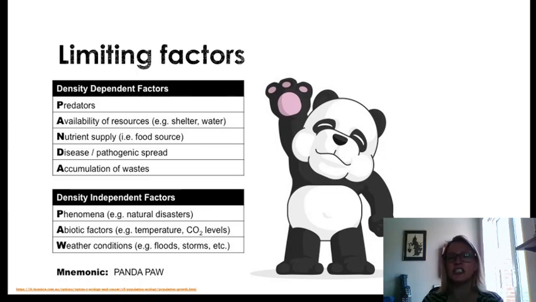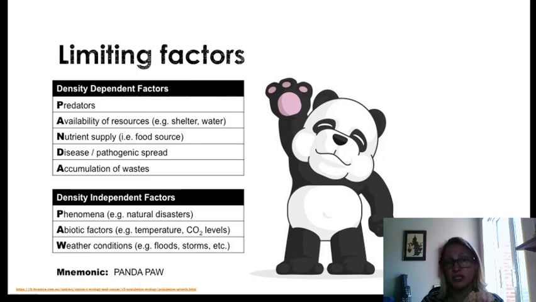And those populations then are affected by lots of different limiting factors. Some of those limiting factors are what we call density dependent factors. In other words, if you've got a higher population, they might have more of an effect than if you've got a smaller population. So things like predation, availability of resources, nutrient supply, disease, and accumulation of waste, those are density dependent factors. So the higher the population, the more the effect that factor has on the particular population.